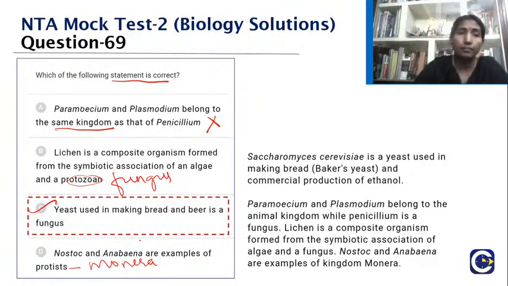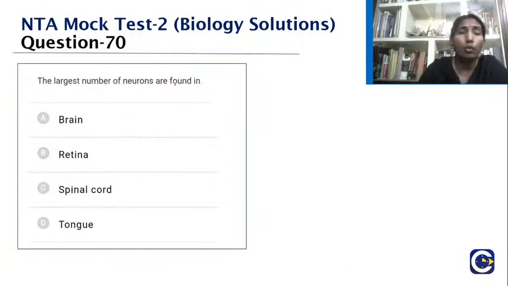Given the right answer. The largest number of neurons are found in brain, retina, spinal cord and tongue. So this is a very direct question and everybody knows the answer here.